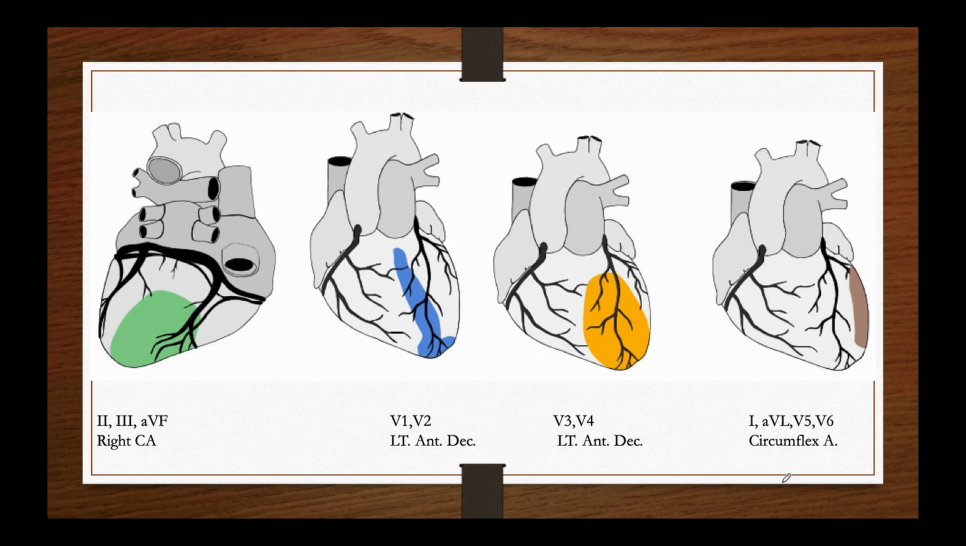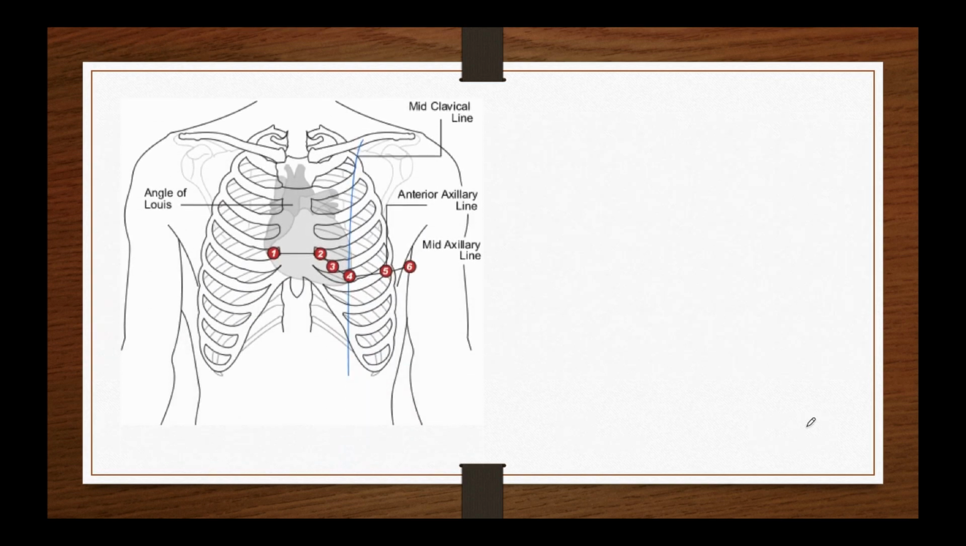coronary artery. And standard lead 1, AVL, as well as precordial leads V5 and V6 will give us further information as to where the pathology is coming from, and also it will indicate that the circumflex artery is also involved in this pathology. Now, how do we place the leads, the chest leads?